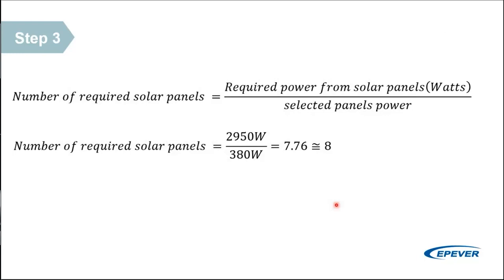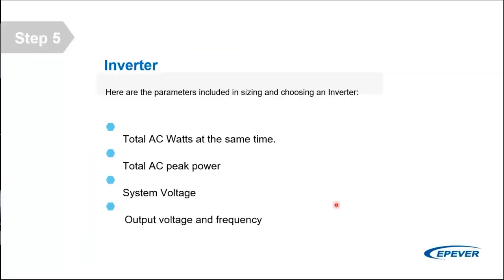So here we know the total AC watts, we know the total AC peak power, we know the system voltage, we know the output voltage and frequency, because you are choosing 120 or 220 based on the location that you are living in. And you just have to consider that it's better not to use the inverter at its maximum capability. So while I need, for example, a 3K or 4K inverter, it's better I choose a 5K, because not using the inverter at its full capacity helps it be more efficient. So always take into account, for example, 25% over rating for the continuous power of the inverter.